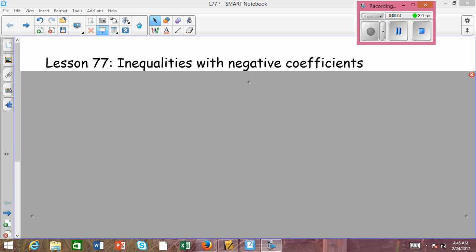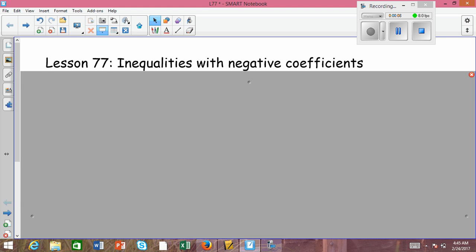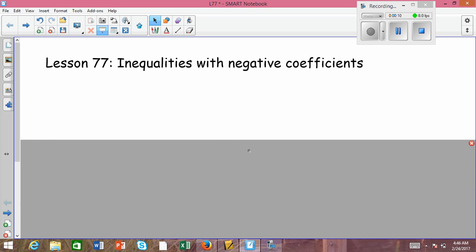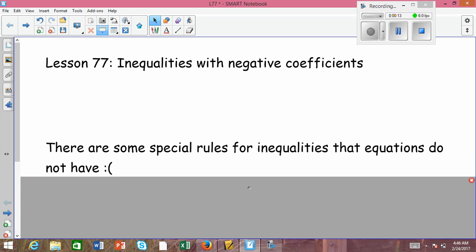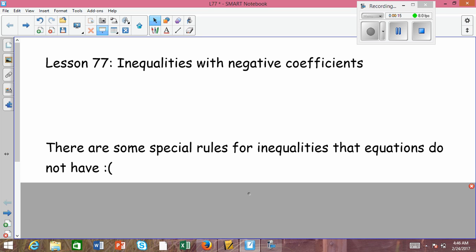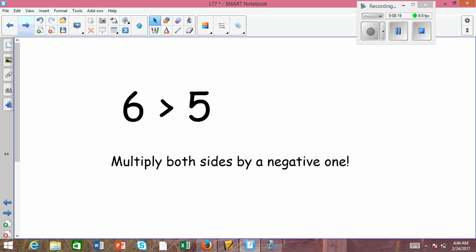We have a very special topic for you today. We are discussing Lesson 77, Inequalities with Negative Coefficients. There are some very special rules for inequalities that equations do not have. So the first thing we're going to do is discuss those rules.